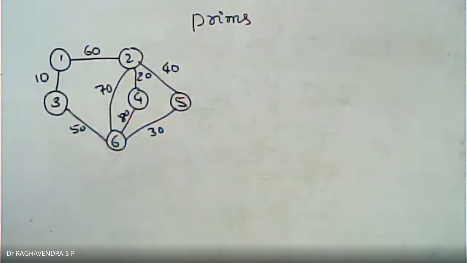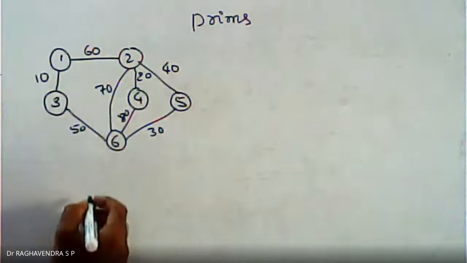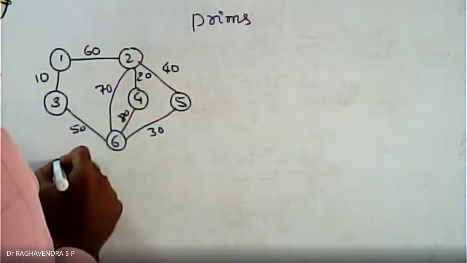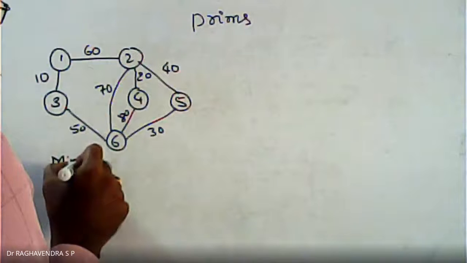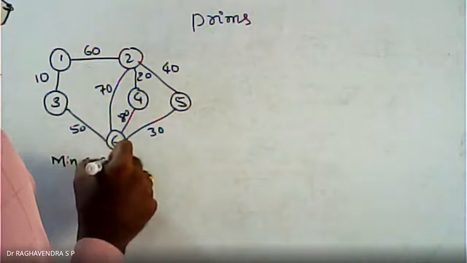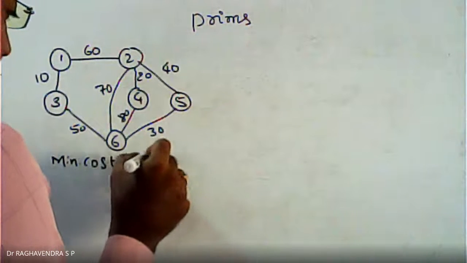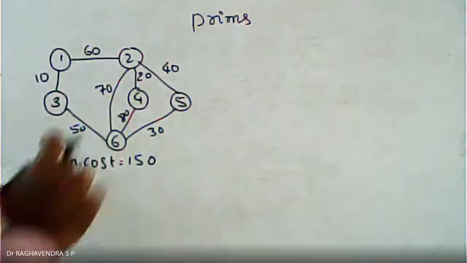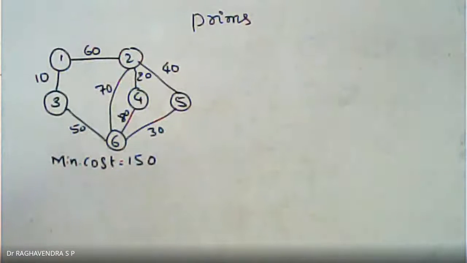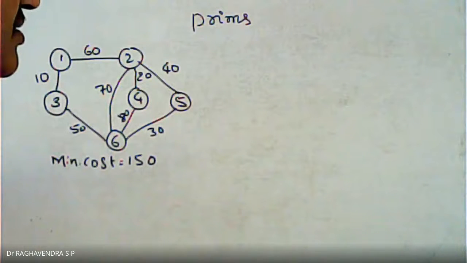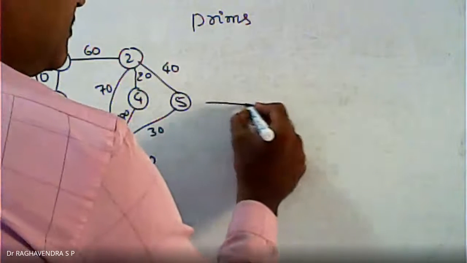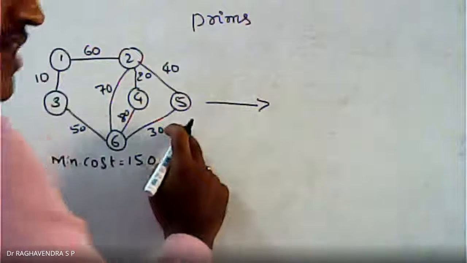150. Okay, so the minimum cost of this spanning tree is 150. Now we have to convert this graph into a matrix. Which type of matrix do we have to convert it to?